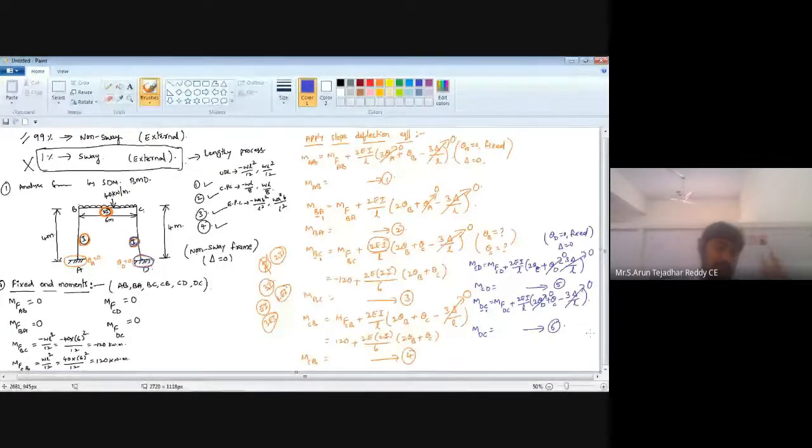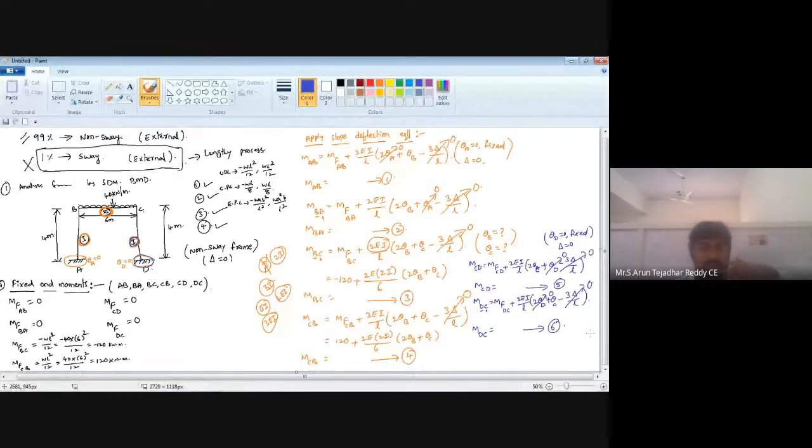See, in the last 3 problems we have done the continuous beam. This is a frame. That's it. There is no change. Each and every point is same, each and every condition is same. See, continuous beam is equal to non-sway frame. Same steps, same formula, everything is same.